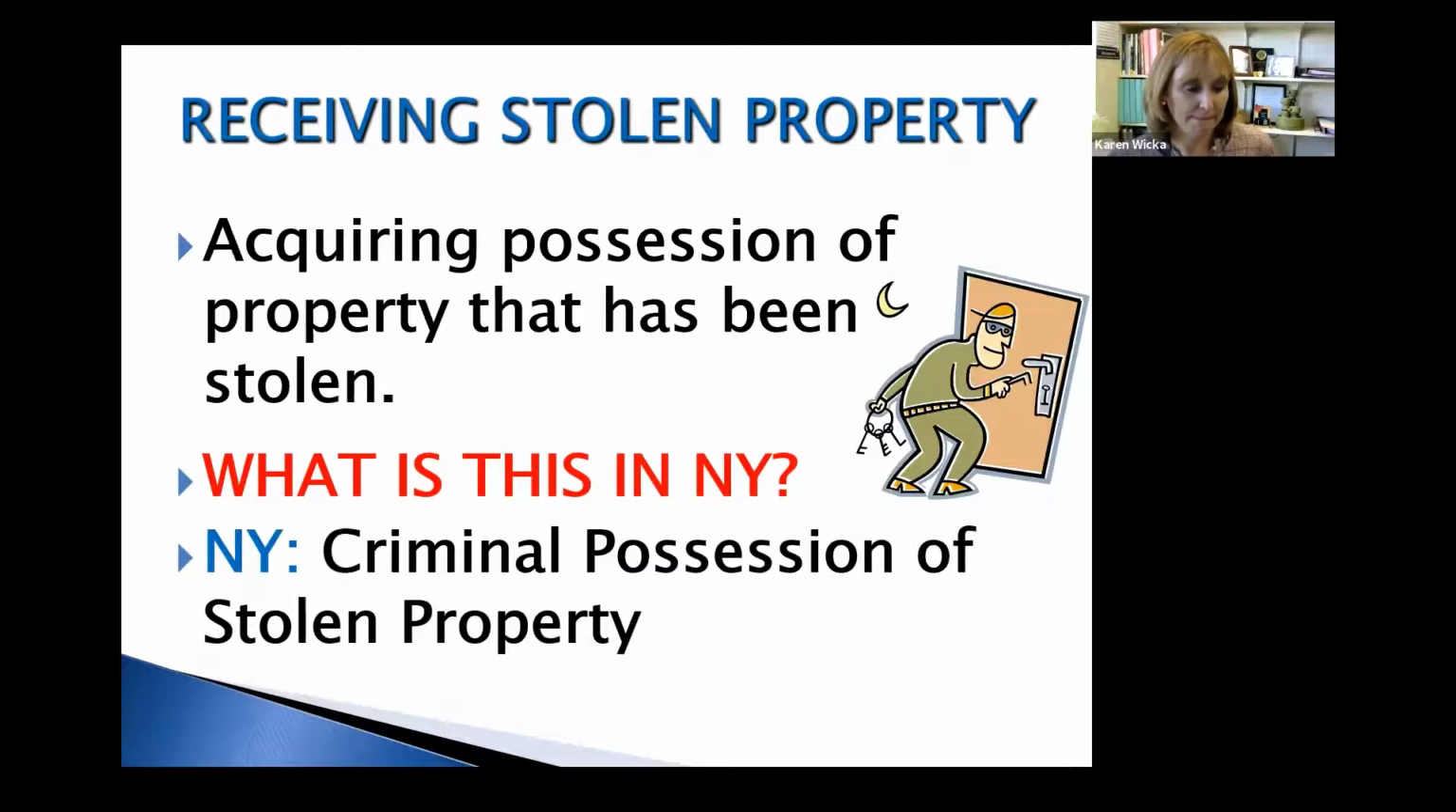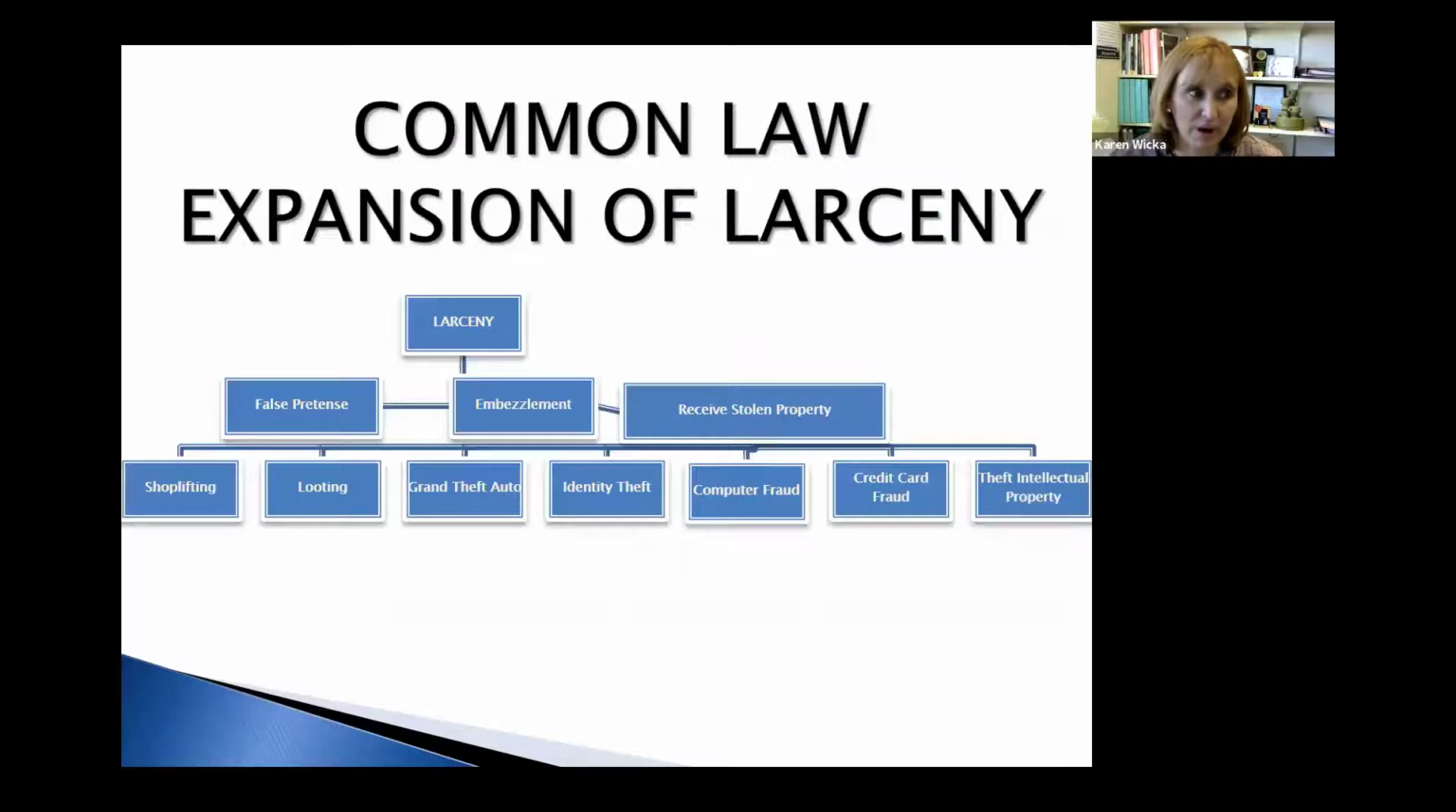So, what about in New York? In New York, we call it criminal possession of stolen property. So we don't have receiving stolen property. If you're looking for this crime, it would fall under criminal possession of stolen property. So when you look at all of the different crimes, larceny is our common law offense. And then because it was so specific, we had to break it down into all of these more specific larceny crimes. So these are all the concept of taking property, but for different ways and different means of doing it. So that's why we have all these.